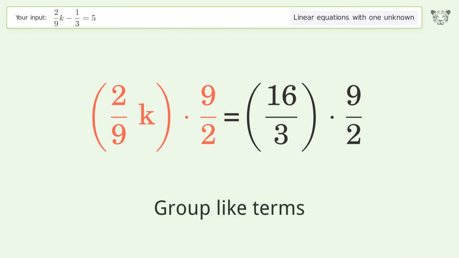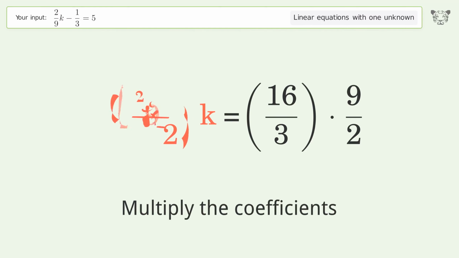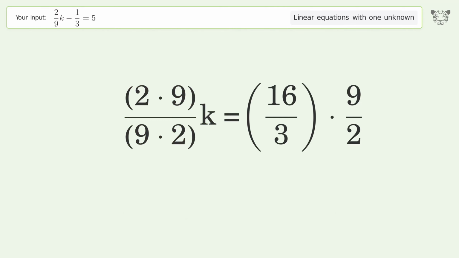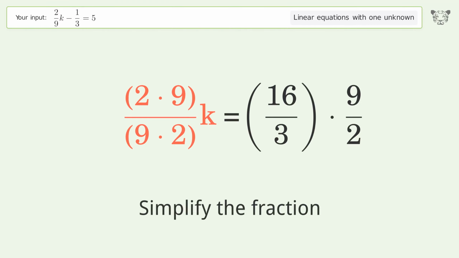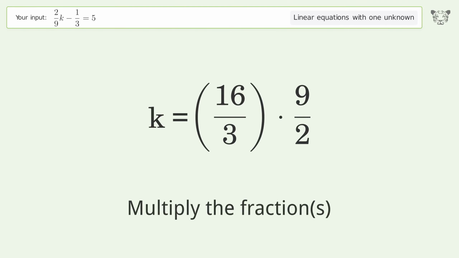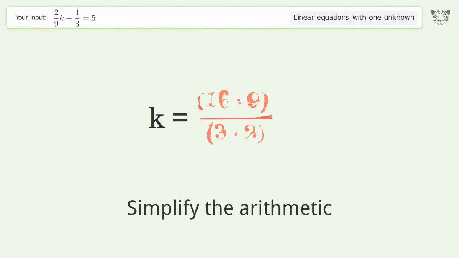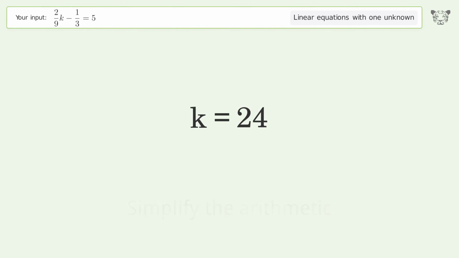Group like terms. Multiply the coefficients. Simplify the fraction. Multiply the fractions. Simplify the arithmetic. And so the final result is k equals 24.